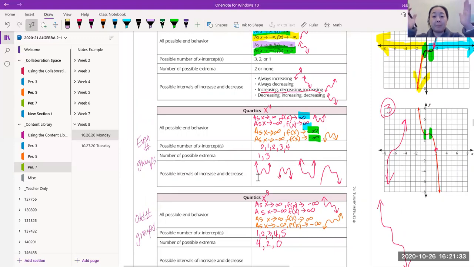If you have both arms up, you have to have at least one turn. You can't not have a turn, right? Because they're both going up. So the number of possible extrema is going to be either 1 or 3, not 0, 1 or 3. So what do I mean by that?